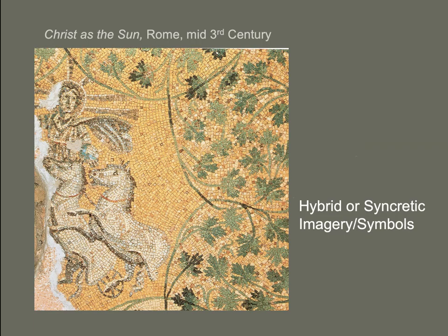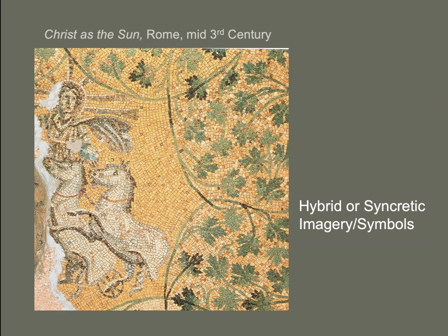This is Christ as the Son from the mid-3rd century. This was a portion of a mosaic found in a burial chamber known as a necropolis, which is kind of like an underground burial system. In it, we see a mixture of imagery between classical Roman imagery and this new Christian imagery.